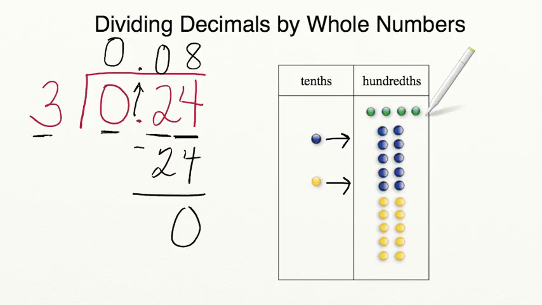So I have 4 hundredths, 5, 6, 7, 8 hundredths in my first group. 1, 2, 3, 4, 5, 6, 7, 8 hundredths in my second group. And 8 hundredths in my third group. So I have 3 whole groups of 8 hundredths each.